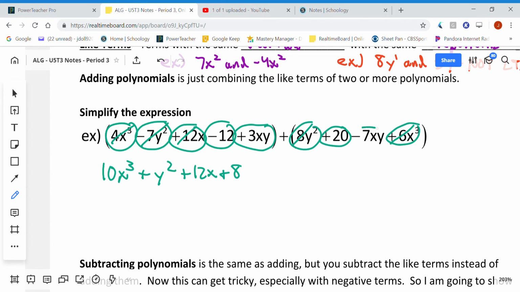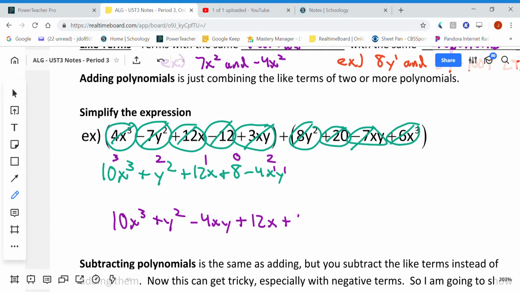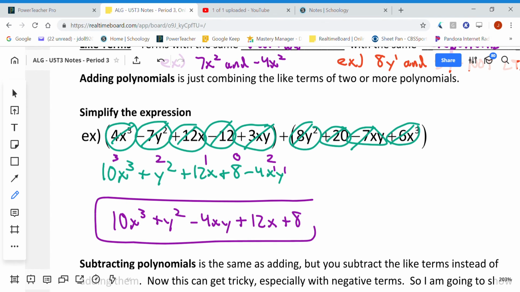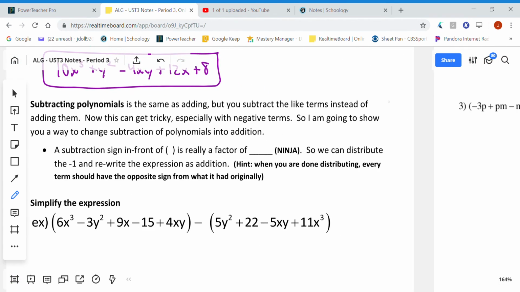And then 3xy, oops, negative 7xy. So 3 plus negative 7 gives me negative 4xy. So I have now simplified the expression, but notice this is not written in descending order. This is a degree of 3, a degree of 2, a degree of 1, a 0, and 2. So I need to rewrite this. I need to make sure I write the negative 4xy. Again, don't forget about the ninjas there. Add up 1 plus 1 is 2. That's going to jump in front of the 12x and the 8 so that we are correctly writing this in descending order.